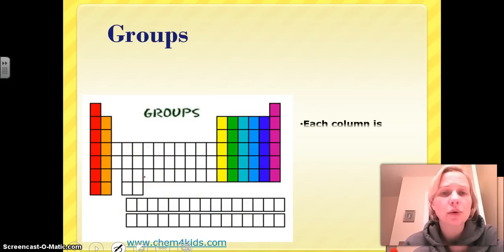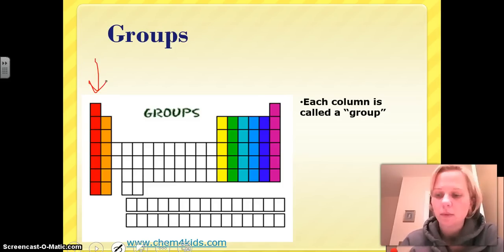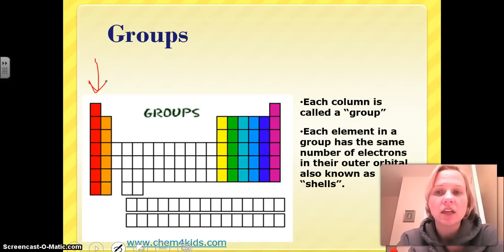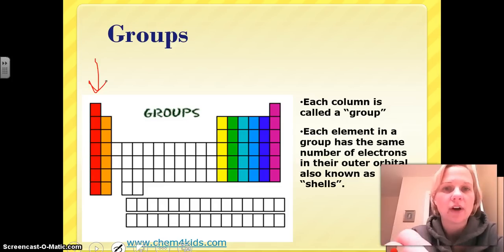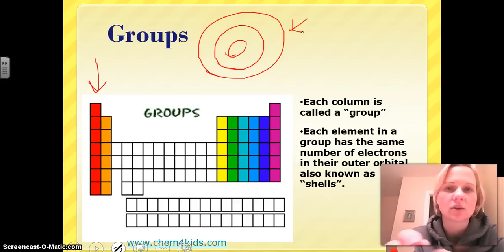All right, the groups, and we remember that the groups are what goes up and down, so the groups are also going to have a different setup. Each element in the group has the same number of electrons in their outer circle. So if I have an atom that has, let's say, 3 circles, its outer circle, whatever element, if it's in group 1, it's only going to have 1 electron. If it's in group 2, it's going to have 2 electrons.